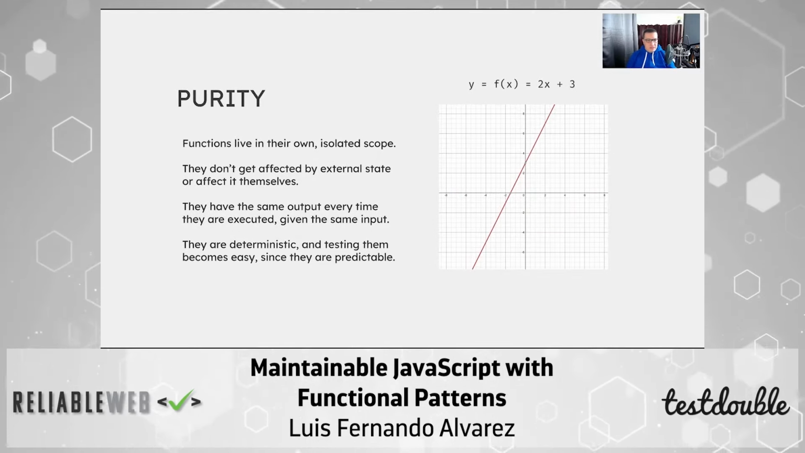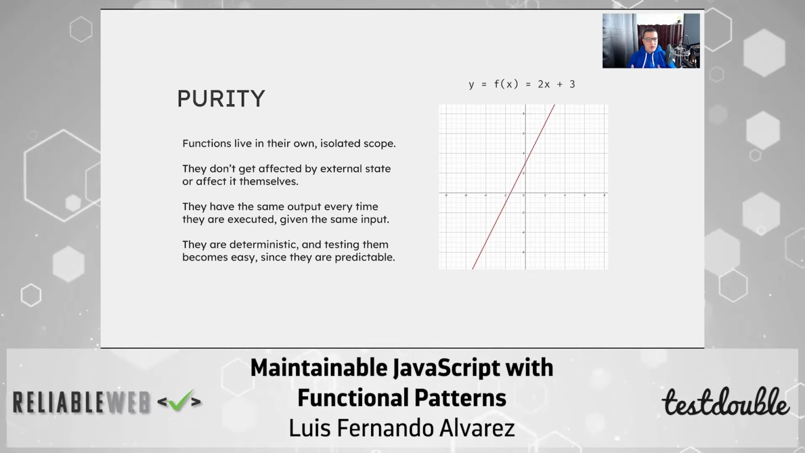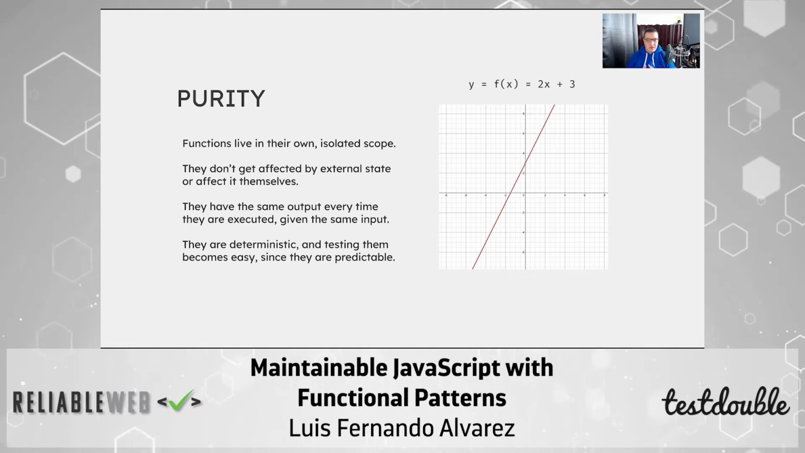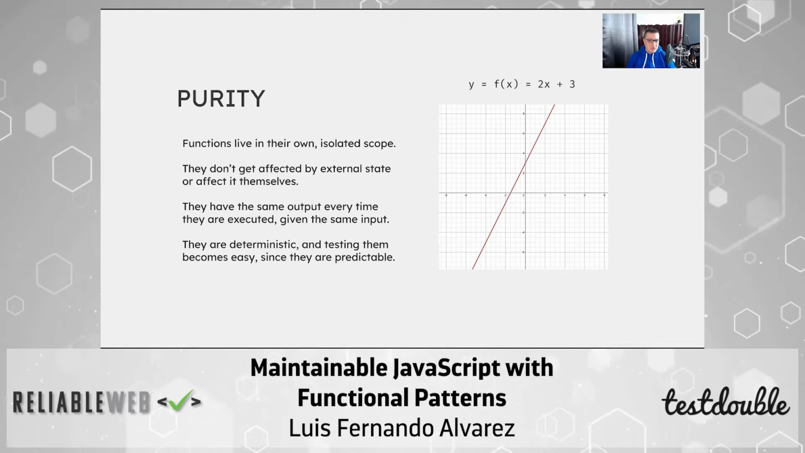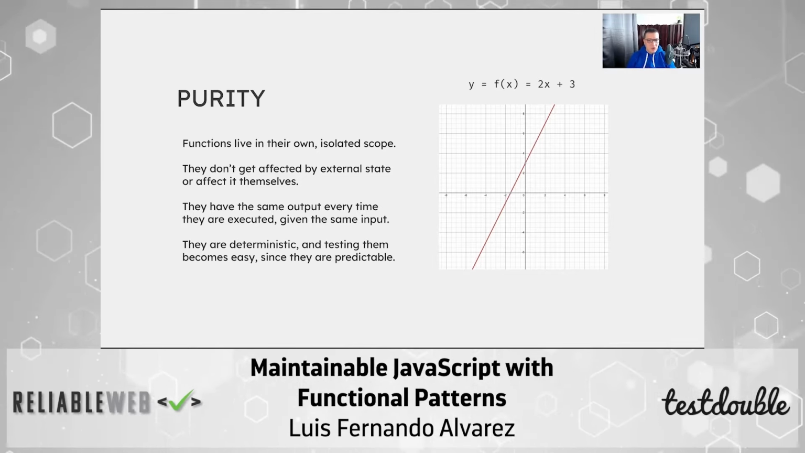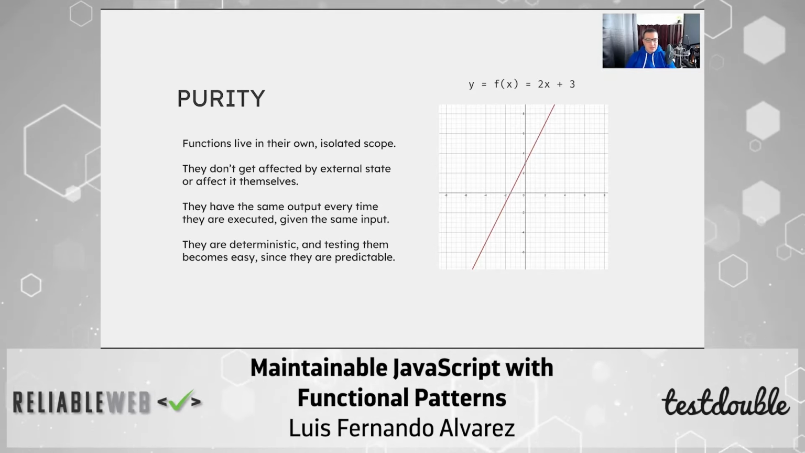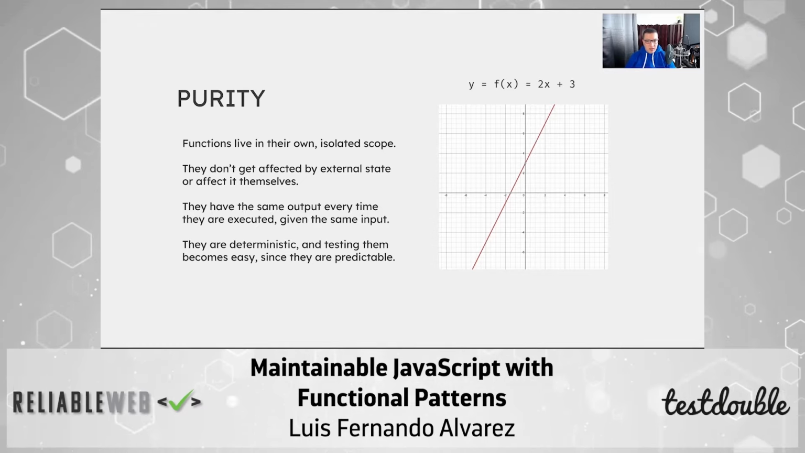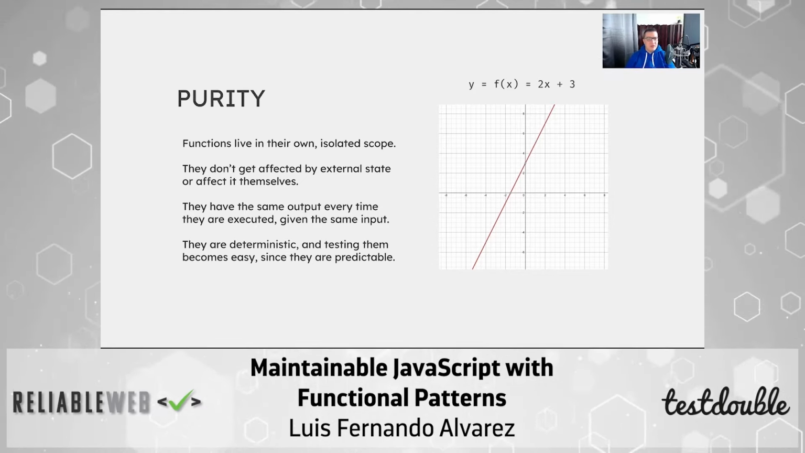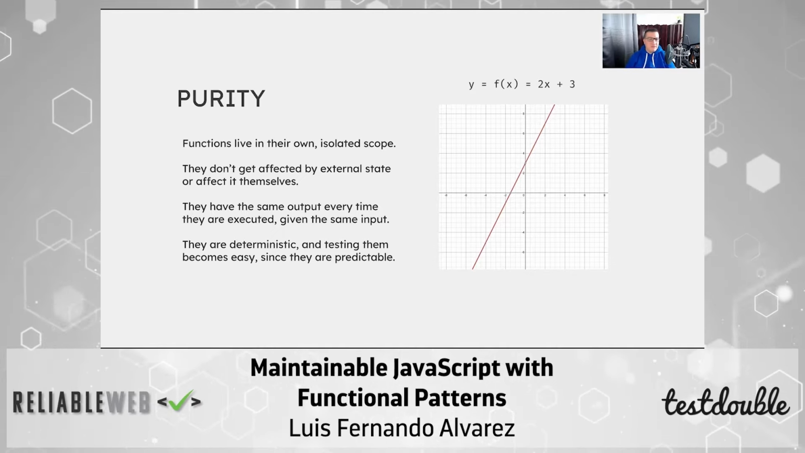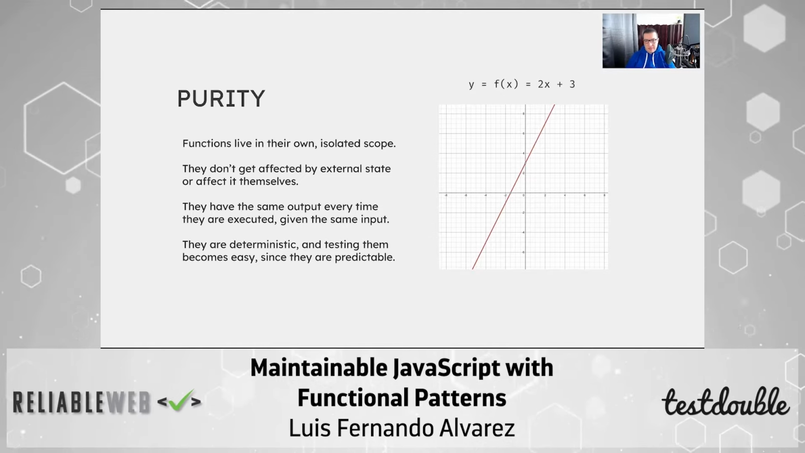So let's talk about purity first. The functions live in their own isolated scope, and that's the idea behind pure functions. They don't, or they shouldn't, get affected by external state or affect it themselves, right? And for this, they are really predictable, and this is the consequence. They have the same output every time they're executed, given the same input, right? We can see the example.